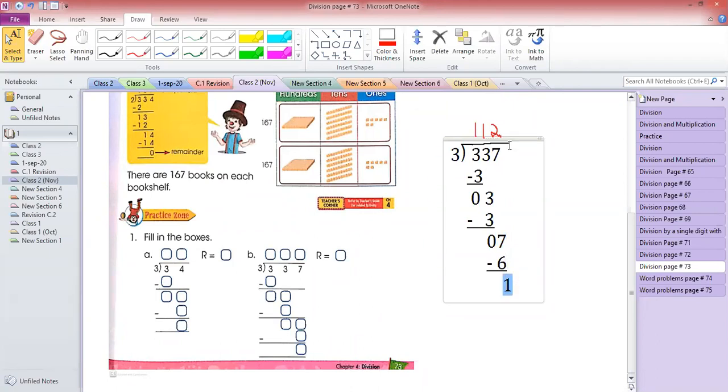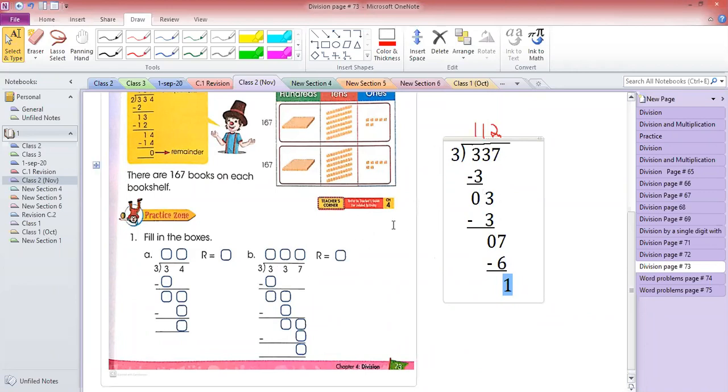You don't have any other number. If you had any other number, you can drop it down and you can solve more. But you don't have any other number, so this is your answer. This number is known as your remainder. This number is known as quotient. This is dividend and this is divisor.